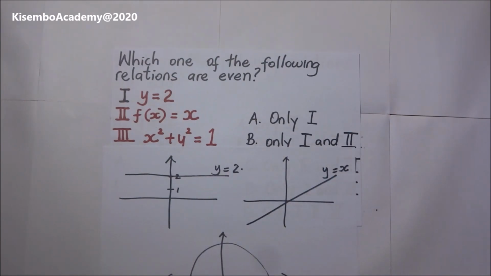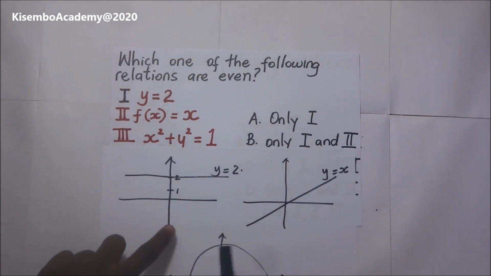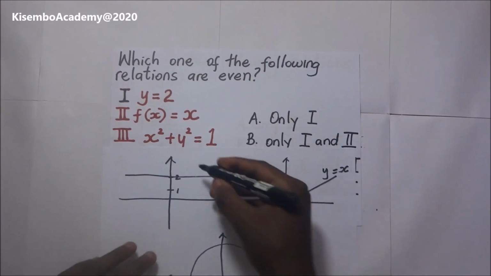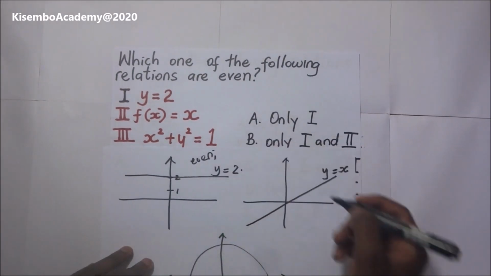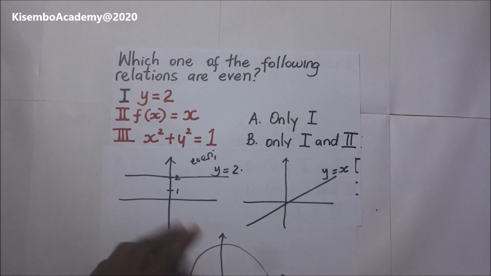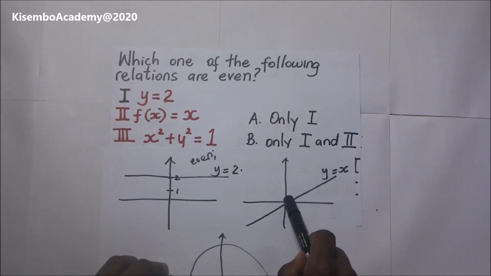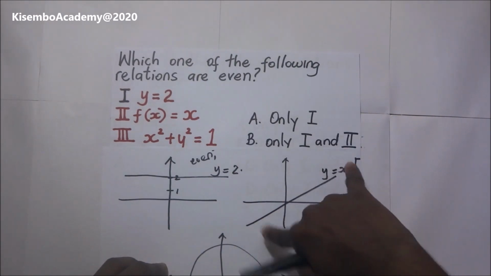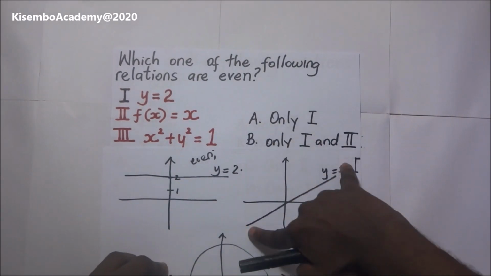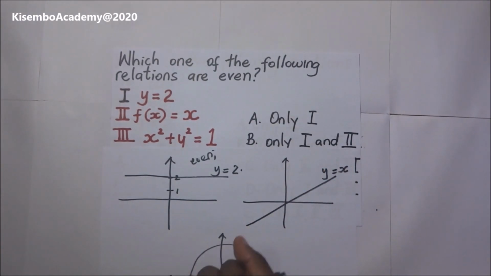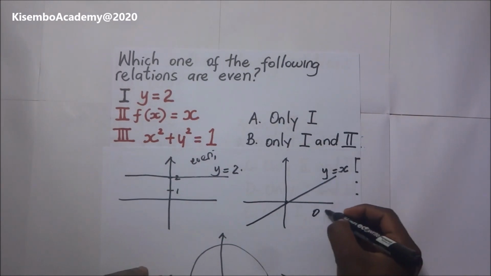Of course, I'm using the graphs to try to figure this out. We said that an even function is symmetrical about the y-axis. If you look at this, it is symmetrical about the y-axis, so this one is even. This one is not symmetrical about the y-axis, but it is symmetrical about the origin. In other words, if I rotated it 180 degrees about the origin, it will look exactly the same. So this one is an odd function.